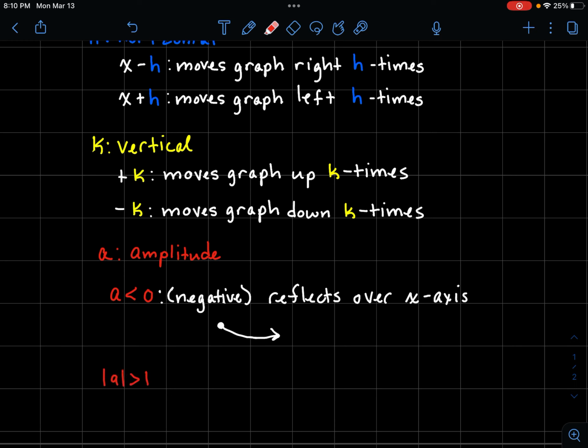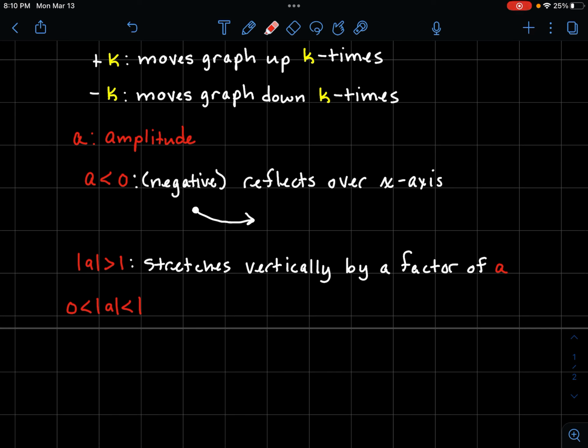The next thing, I don't care whether the number is positive or negative, as long as its value, if we were to take the absolute value of it, is greater than 1, this is going to stretch the graph vertically by a factor of a, meaning that we're going to be multiplying some numbers by that number.